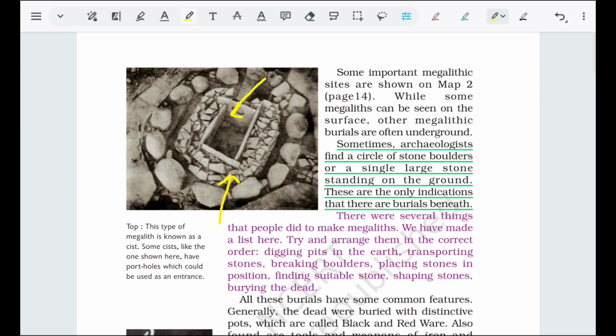Sometimes archaeologists find a circle of stone boulders or a single large stone standing on the ground. These are the only indication that there is a burial beneath. So from this we conclude that it is a burial site.